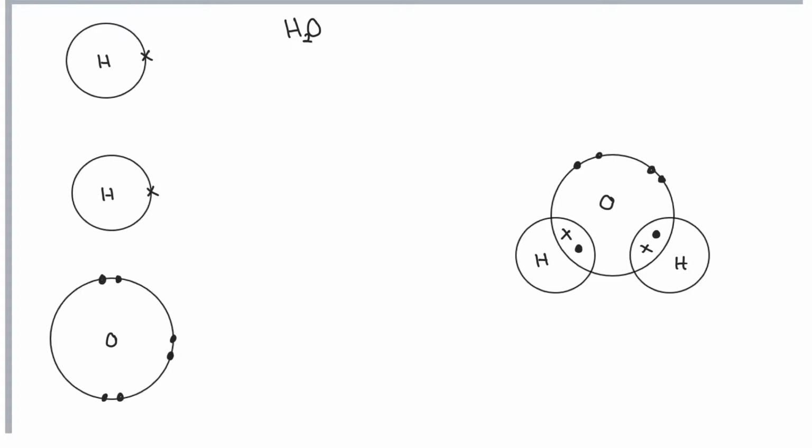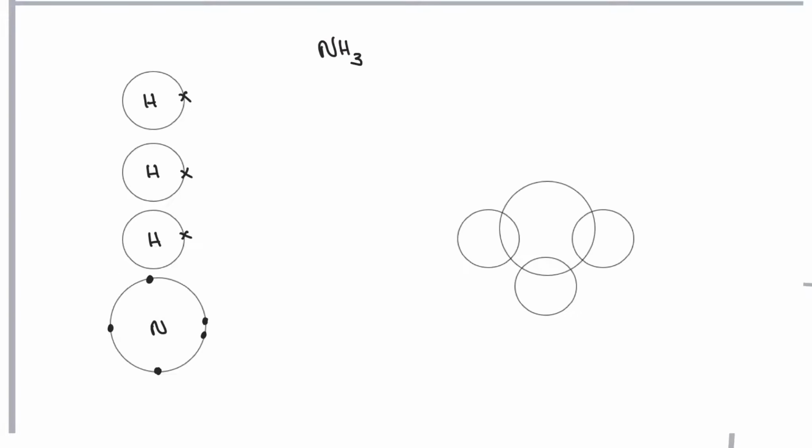Now, we could show a displayed formula for water, and we could show it like this. So O, you might show it like that. When we get to A level, we tend to show the correct bond angles like this, and we can show the non-bonding pairs of electrons like that. So that's water with two single covalent bonds.